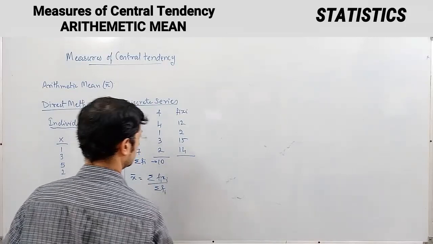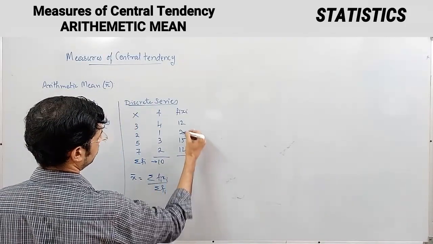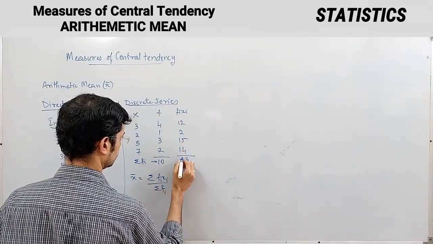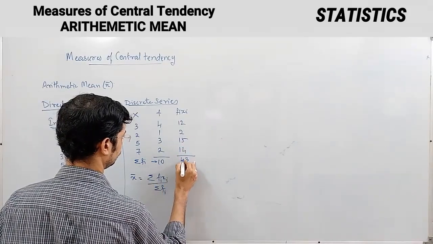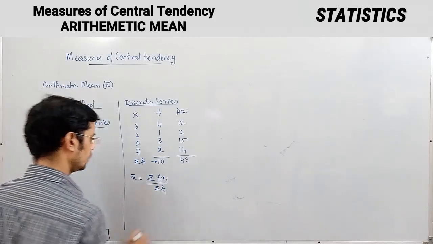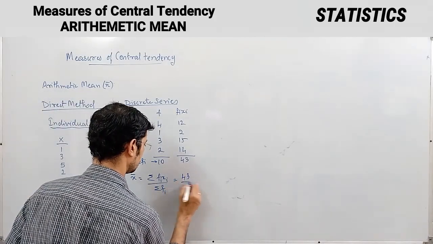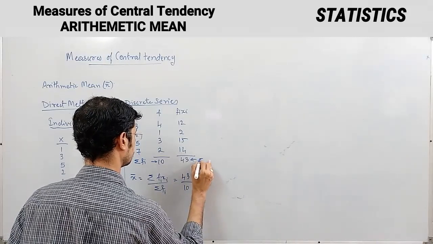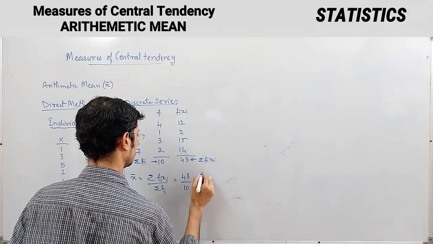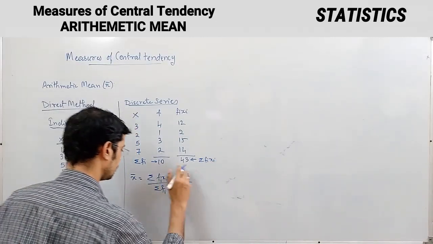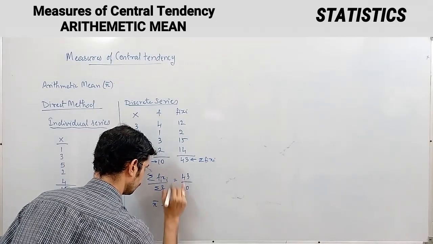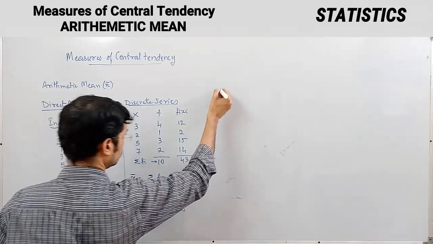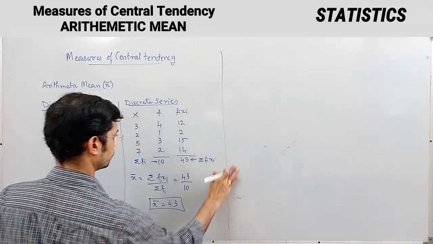What is the sum? This is 5, this is 4, 5, 6, 7, 8. This is 3 and 4. So 43. This will be equal to 43 by 10. This is nothing else but sigma fi xi divided by sigma fi. So what is the mean? Mean x bar will be equal to 4.3.